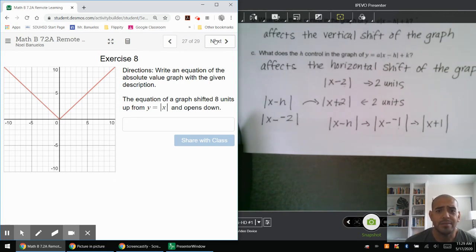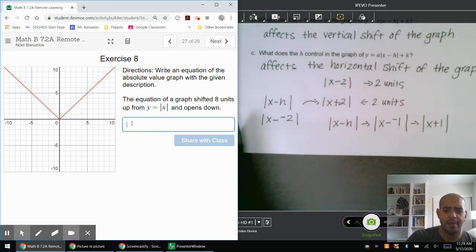All right, directions. Write an equation of the absolute value graph with the given description. The equation of a graph is shifted 8 units up from the original, and it opens down. So what would the equation look like? What kind of equation would you type here?